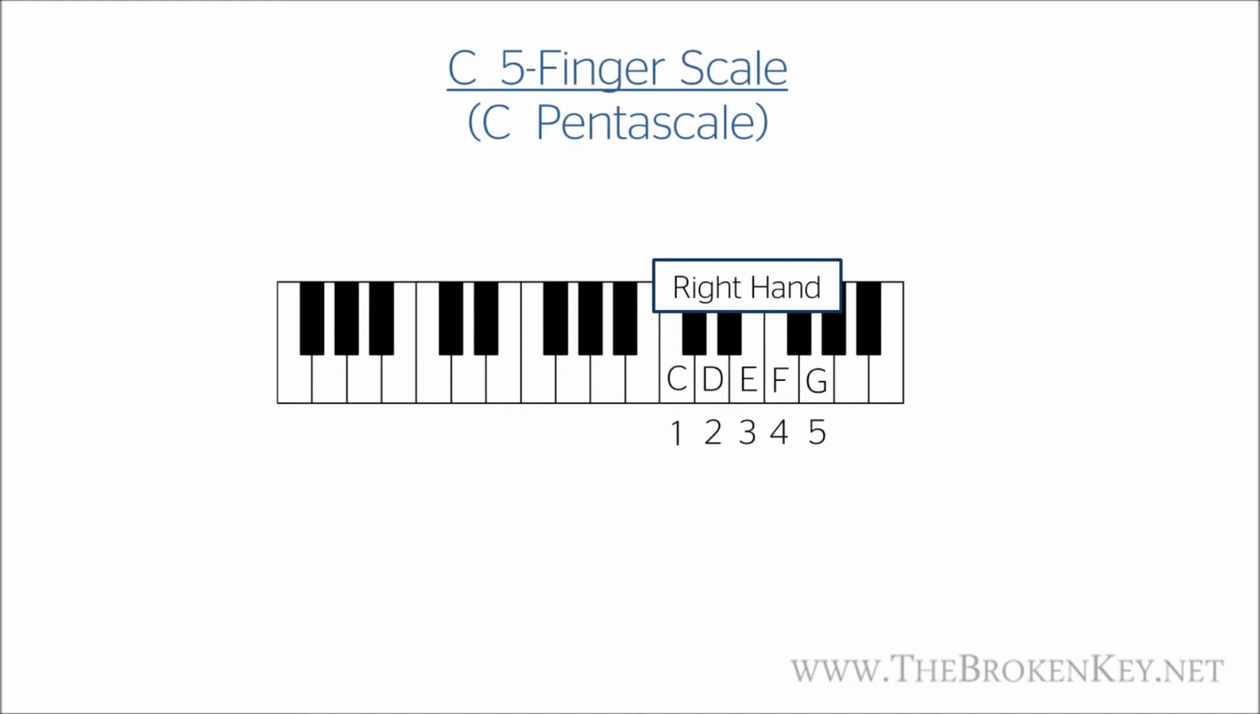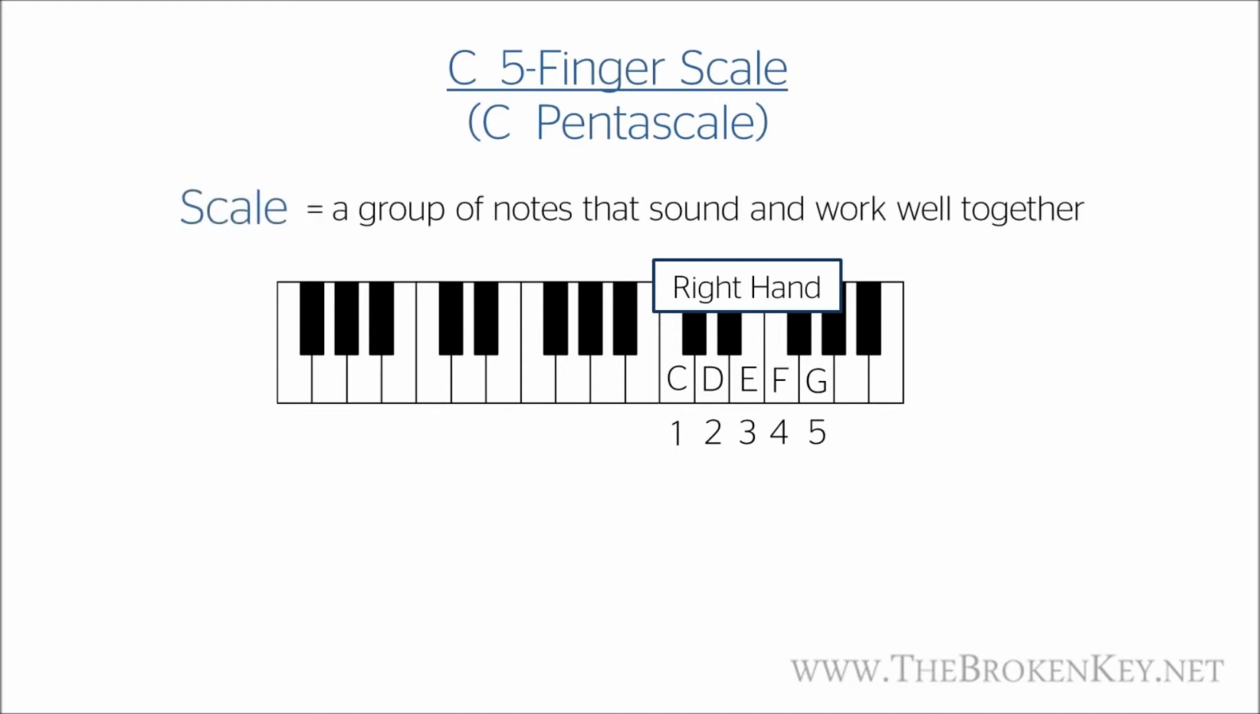Without getting too complicated, a scale just refers to a group of notes that generally sound good and work well together. In this case, the notes C through G represent the C 5-finger scale. It runs from your thumb on C to your pinky on G.